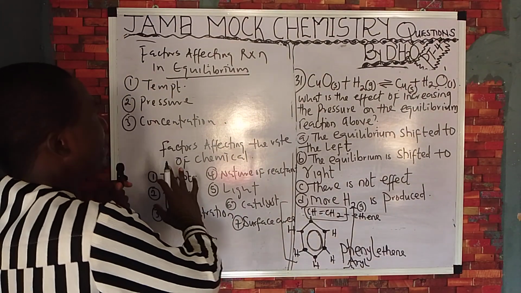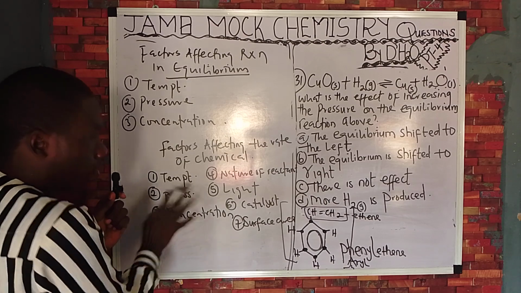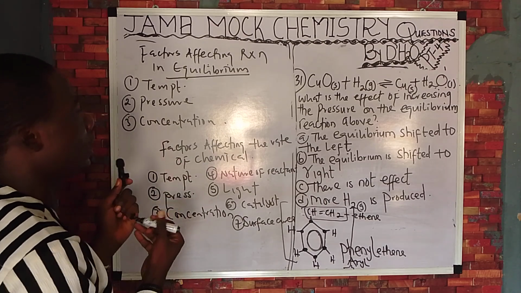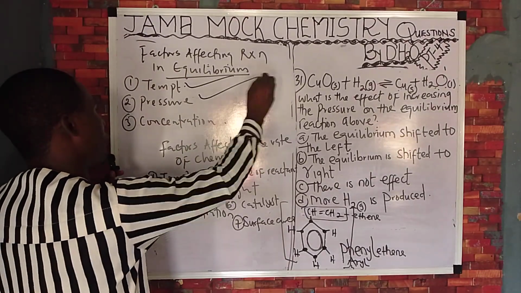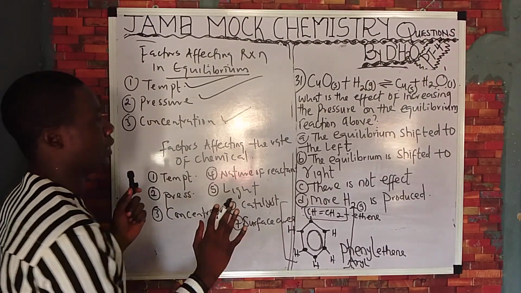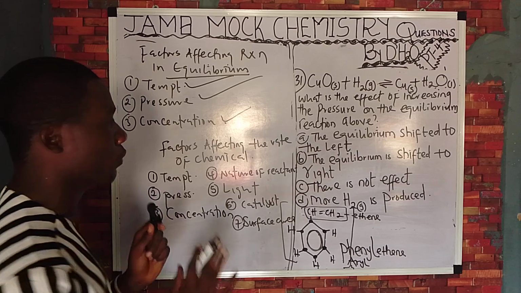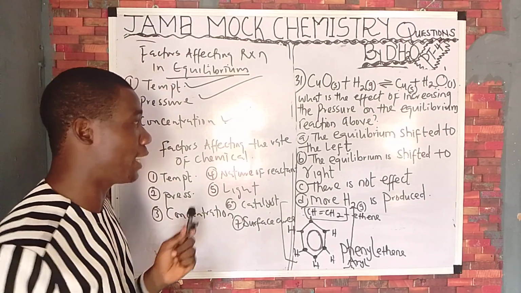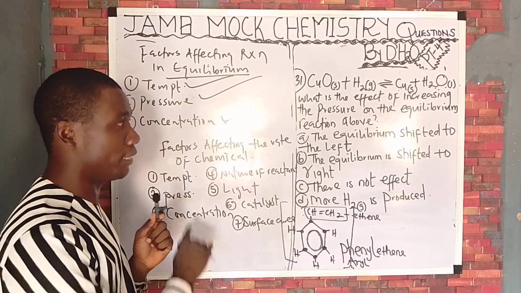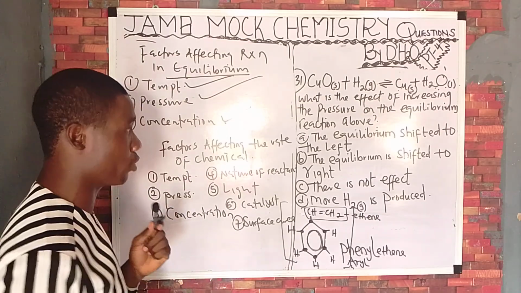But the factors that affect the reaction in equilibrium differ from this. So take note of this. There are only 3 factors that affect a chemical reaction in equilibrium, which are temperature, pressure, and concentration. Catalyst is not here. Catalyst has no effect in the reaction which is in equilibrium, okay? It only increases the rate at which the equilibrium is achieved, but it cannot decide the direction where the reaction is going to proceed to.